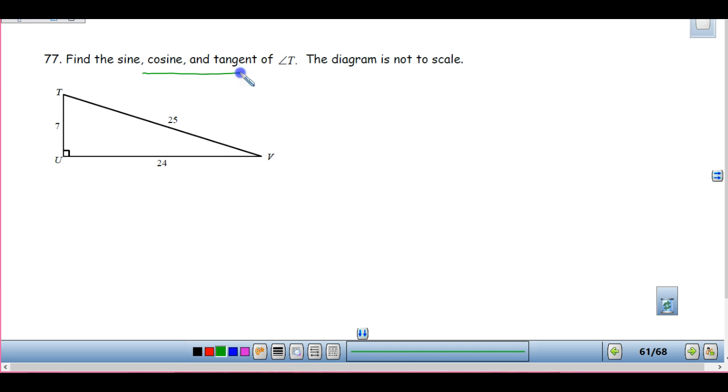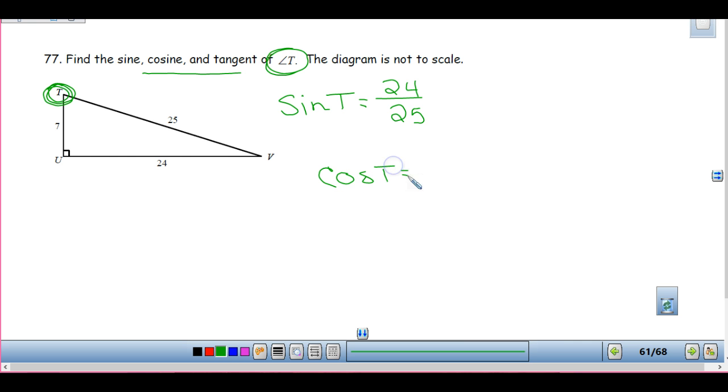Okay, sine, cosine, and tangent. Okay, all they want here is fractions. Okay, so I'm looking at t. My sine of t is going to equal opposite over hypotenuse. Cosine of t is going to equal adjacent over hypotenuse. And my tangent of t is going to equal opposite is 24 over adjacent is 7.